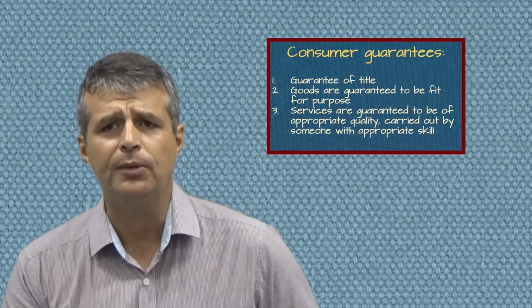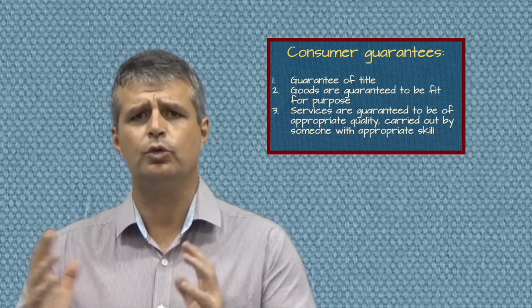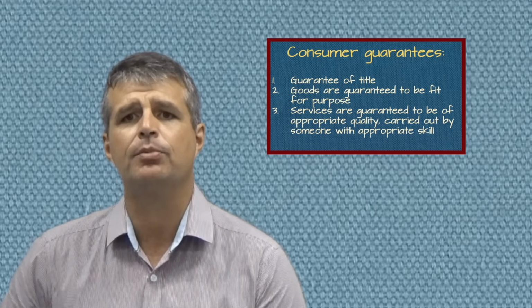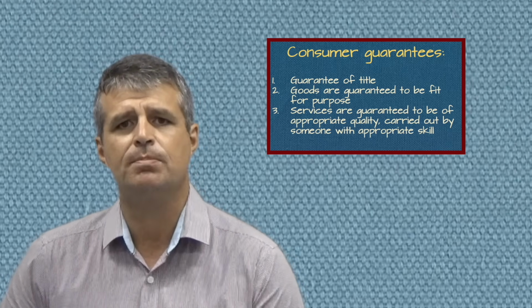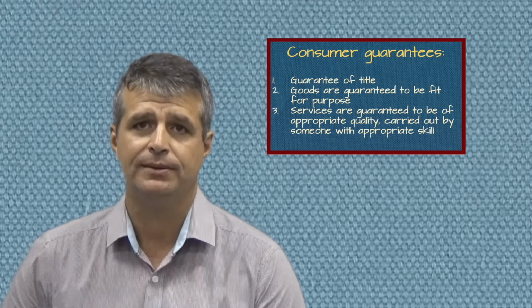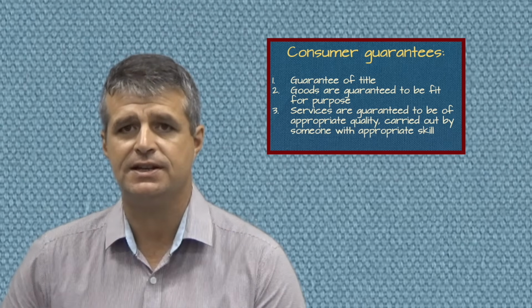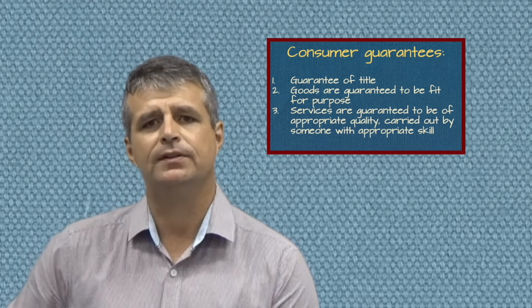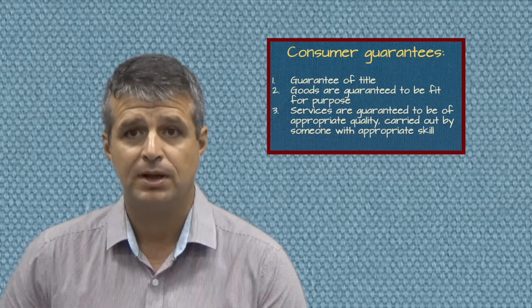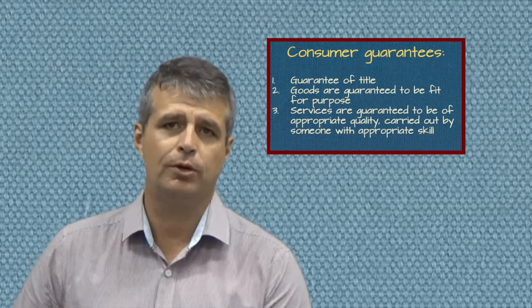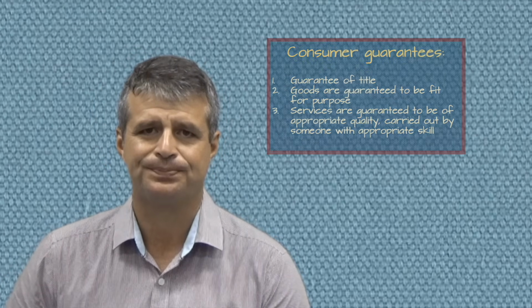The second broad category is that goods are guaranteed to be of an appropriate quality. They must be appropriately fit for the normal purpose those goods are used for, and they must be appropriately fit for any purpose which the buyer has disclosed to the trader before the sale. Finally, services are guaranteed to be of appropriate quality, conducted by somebody of appropriate skill, and they're guaranteed to be fit for whatever purpose lay behind the service. If these guarantees are breached, the consumer law contains a range of things you can do about it. We'll talk more about those later on in this video when we get to breach and remedy.